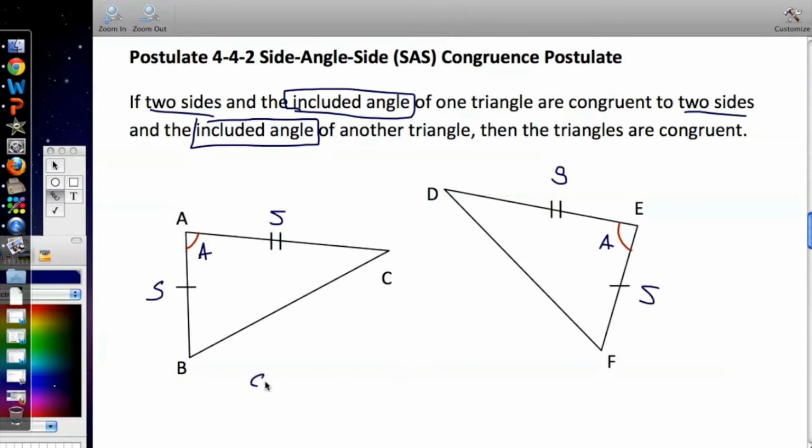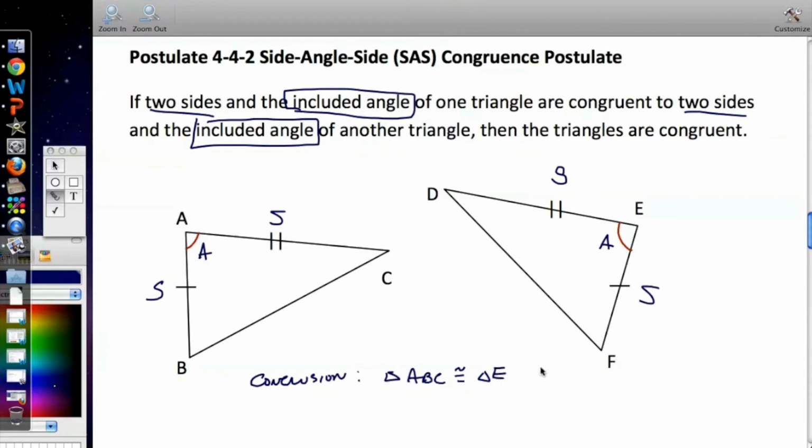Okay, so the conclusion that we can make is that triangle ABC is congruent to triangle, oops, let me write them in the correct order. Since I started with A, which is the angle, I'm going to start with E.